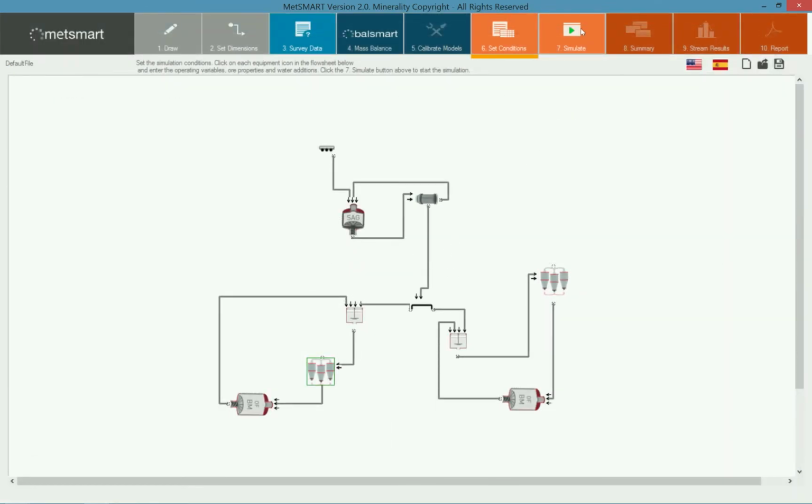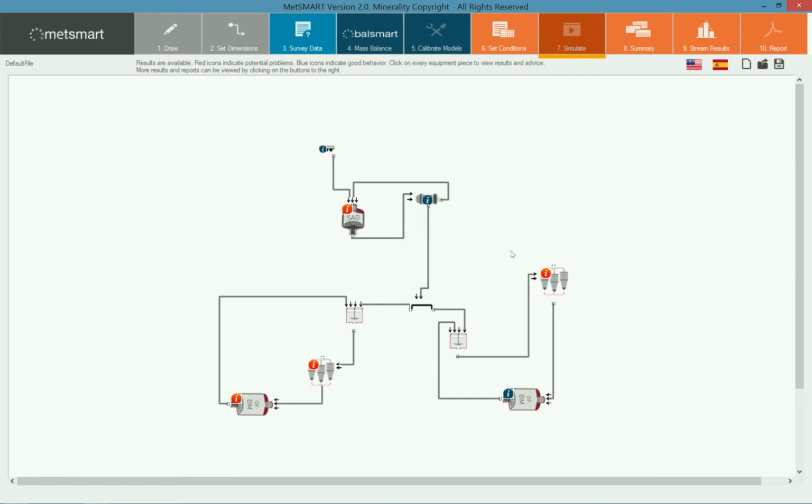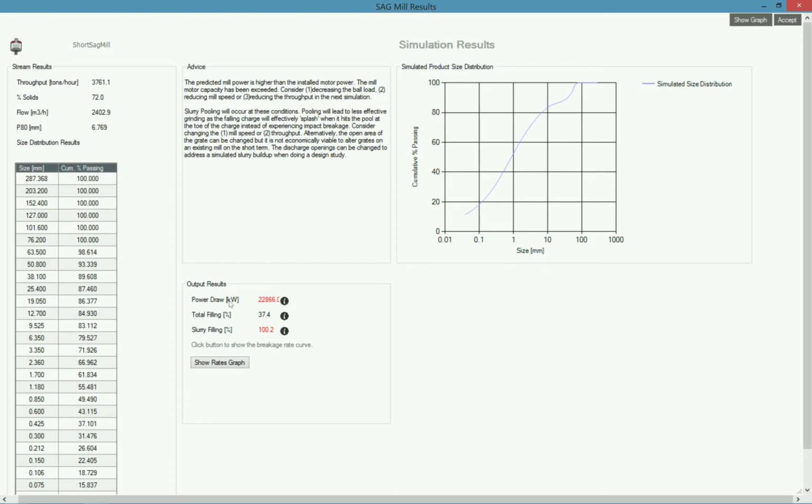After performing the simulation, which will take a few seconds, some equipment pieces will be blue and some equipment pieces will be red. If it is blue, it indicates good behavior. If it's red, it indicates that there is a specific problem. If I click on the SAG mill, for example, I will see that I have a problem with my power draw as well as the slurry filling.